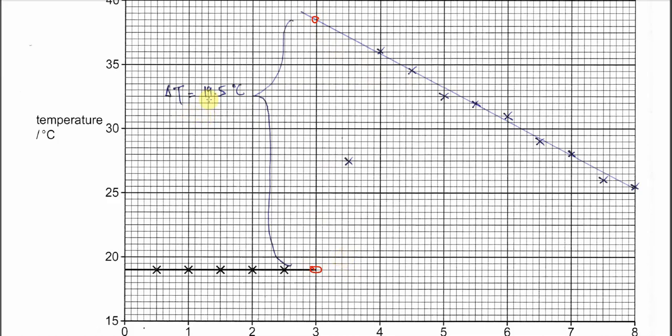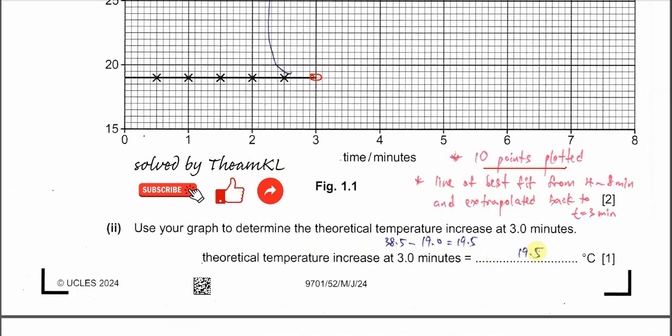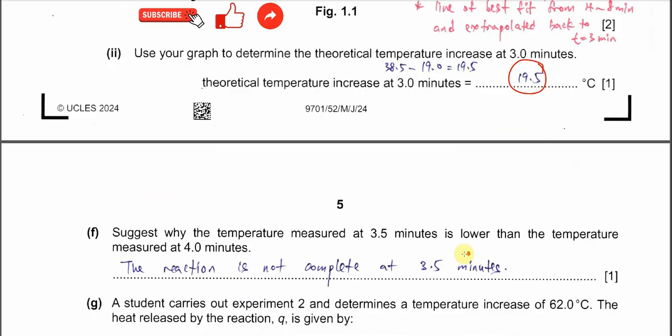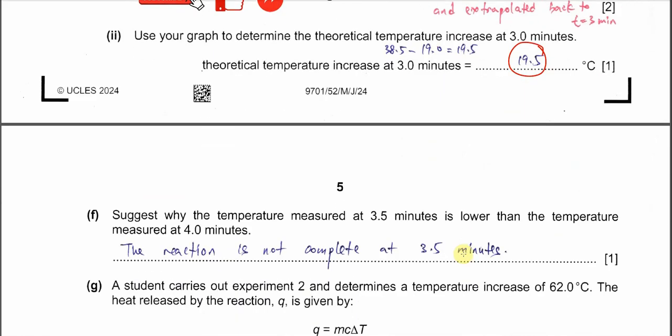So for mine, I get about 19.5 degrees C. Right, so just get the difference. Okay, so again, for mine it is 19.5. Once we get the delta T, then we can use it for calculations later.